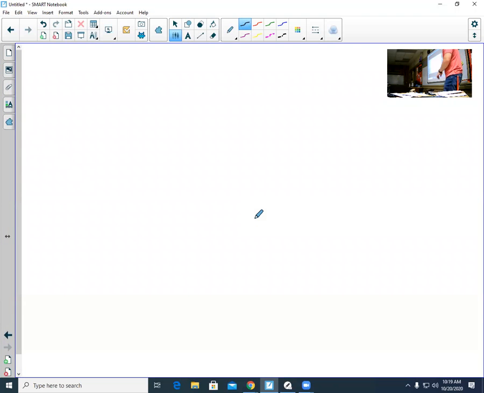Okay, so we are going to start section 2.3. When we talk about section 2.3, it is specifically talking about a different style of parabola that we're going to be using. Now this is going to focus on something.